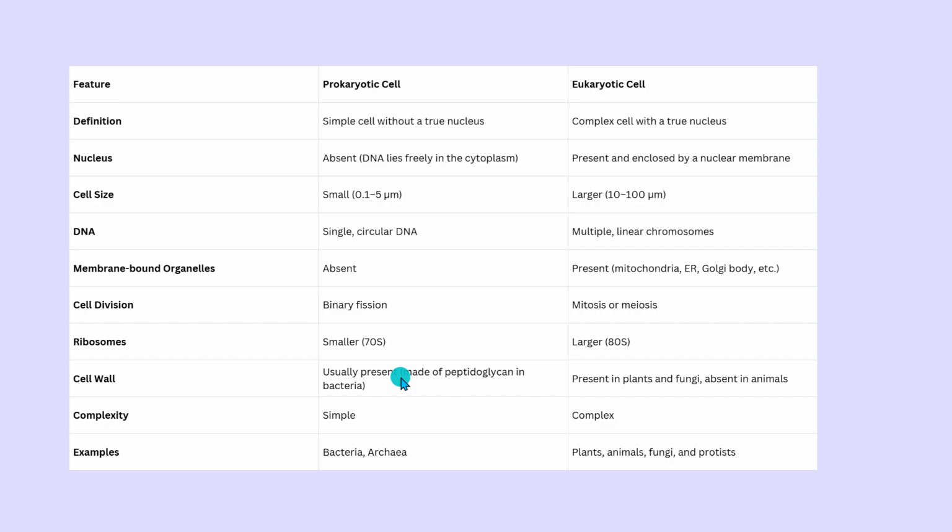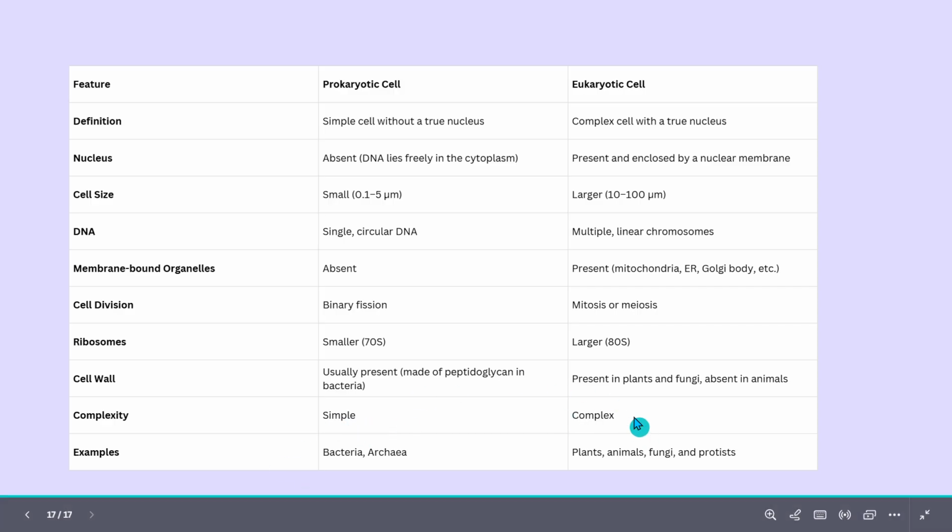Prokaryotes have 70S ribosomes, which are smaller in size. Eukaryotes have larger ribosomes, and a cell wall is usually present in the case of plant eukaryotes. Plants and fungi have a cell wall, but animals don't. Prokaryotes are simple in organization and eukaryotes are complex. And what are the examples? Bacteria and archaea are the examples of prokaryotes, and here the plant and the animal are the examples of eukaryotes.